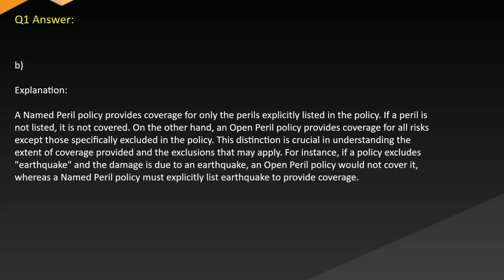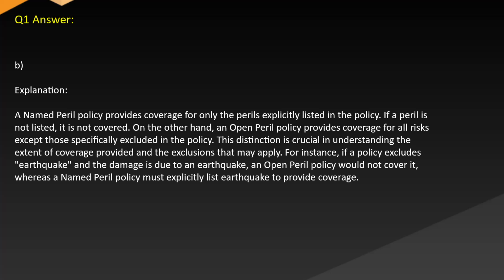Answer. B. Explanation. A named peril policy provides coverage for only the perils explicitly listed in the policy. If a peril is not listed, it is not covered. On the other hand, an open peril policy provides coverage for all risks except those specifically excluded in the policy. This distinction is crucial in understanding the extent of coverage provided and the exclusions that may apply.